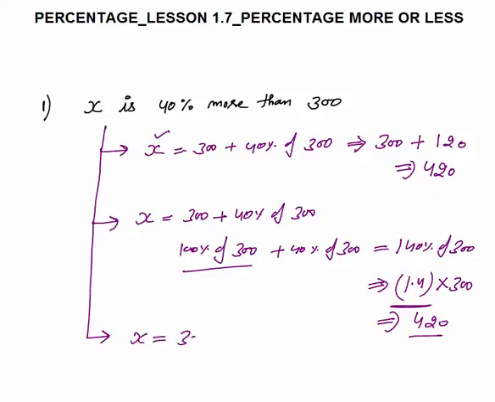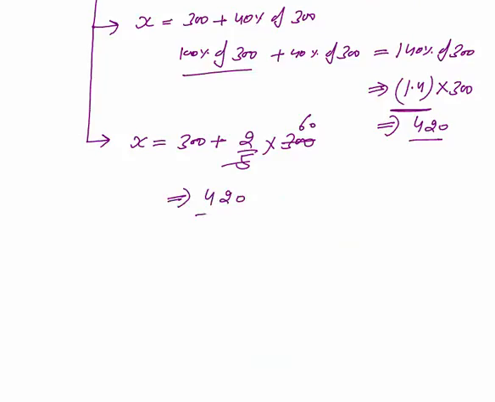And third way, you can also apply the fraction part. X is equal to 300 plus 40% of 300. 40% is what fraction? You must know that. 20% is 1 by 5. When I say 20%, this is 1/5 as a fraction. 20% means 20 by 100, that is 1/5. So 40% is 2/5. So 2 by 5 into 300. 5 sixties are 300, 60 into 2 is 120, plus 300, answer is 420. So you must know all the three ways to calculate x when x is 40% more than 300.